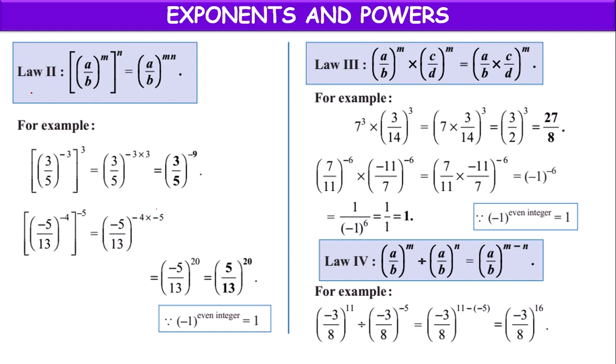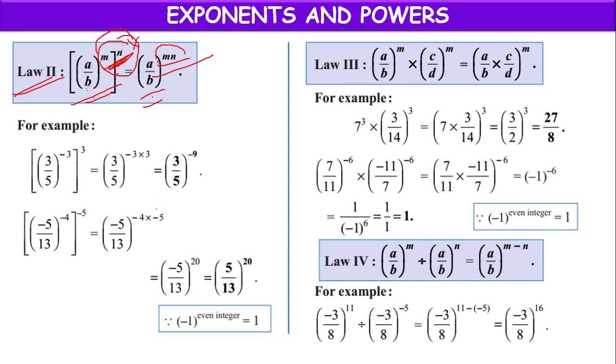Next one, second law. Second law: a by b whole power m whole power n. If the same base is raised to one power and again raised to another power, then we can do the product of the two powers for the same base. That is the second law, children. A by b whole power m whole power n can be written as a by b whole power mn. We can do the product of the two powers.